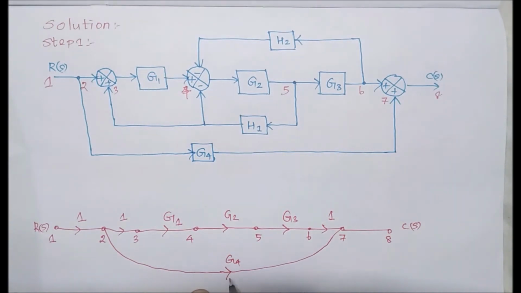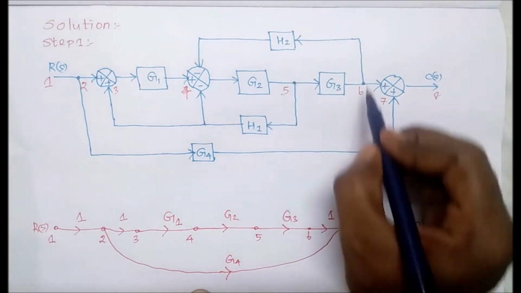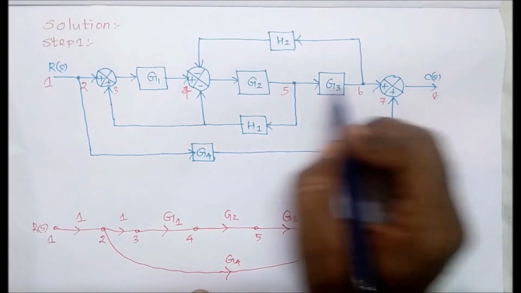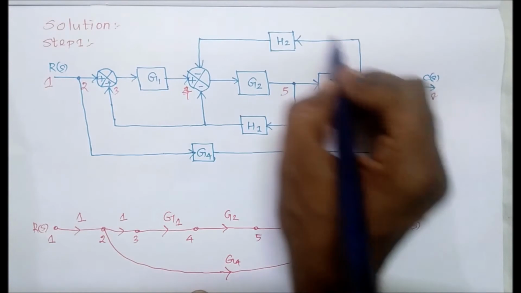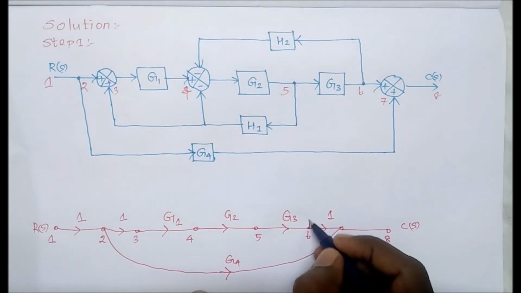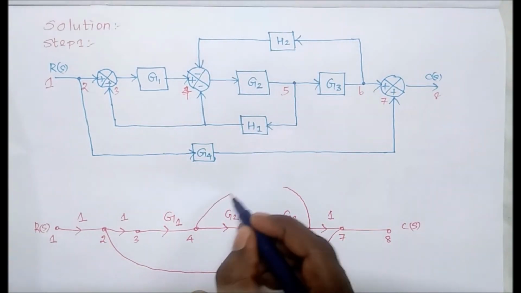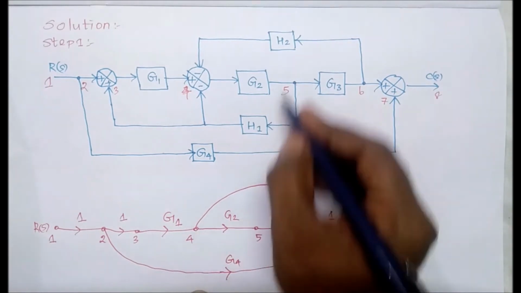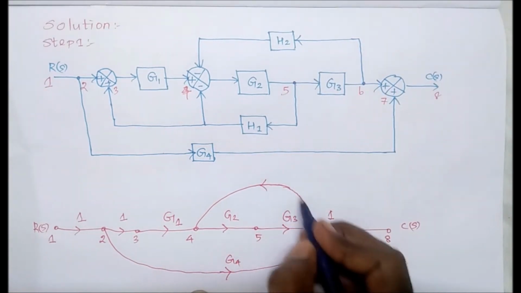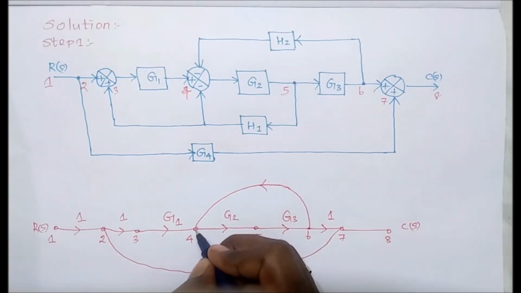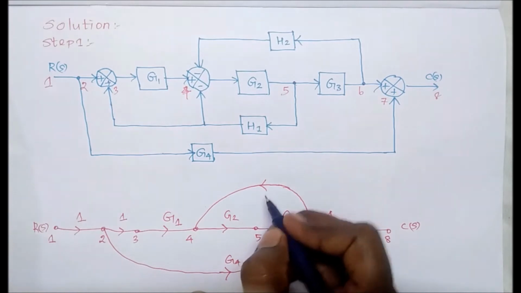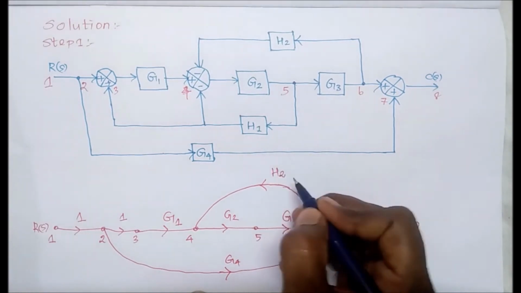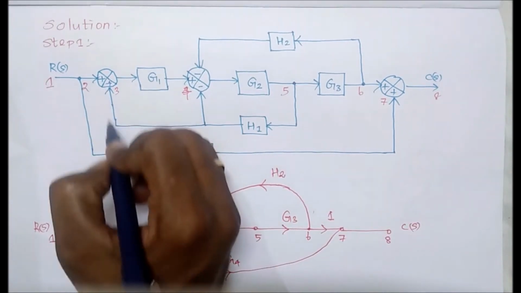Next, after this G4, we can complete this. This is from 6 to 4. But we see it is a feedback, so it forms a loop. Its direction is from right to left. This is the starting point, and again it is coming to the same point. So now we can consider this a loop. Its gain is H2.